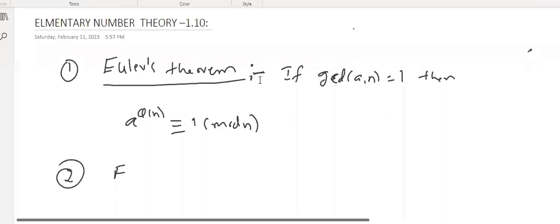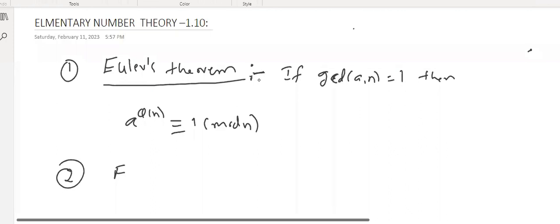The topics are trailing zeros of a factorial, or the number of zeros of a number. So we will discuss these four contents in detail. Before starting trailing zeros, let us again discuss the main theorems: Euler's, Fermat's and Wilson's theorem.